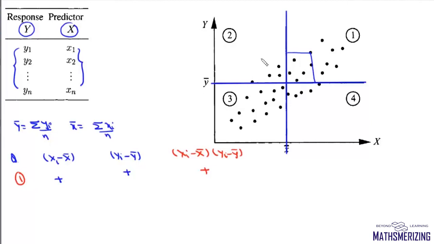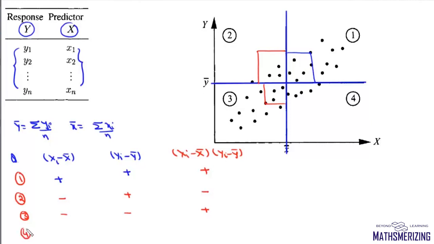Now in the second quadrant, if we take any point, then yi minus y bar will be positive, but xi minus x bar in this case will be negative. So this value will be negative. So in the second quadrant, this product will be negative. Now if we consider the third quadrant, this is below y bar and to the left of x bar, so both of them will be negative, and therefore their product is positive. So in the third quadrant also, this product xi minus x bar into yi minus y bar will be positive.